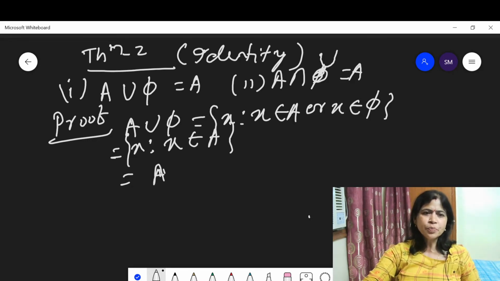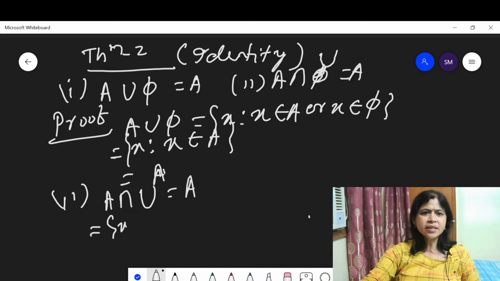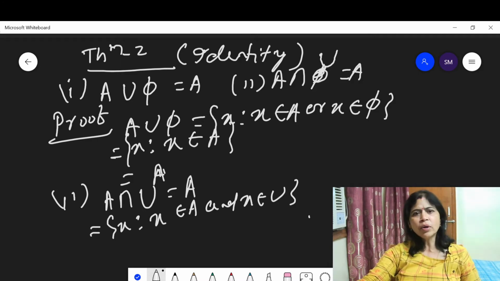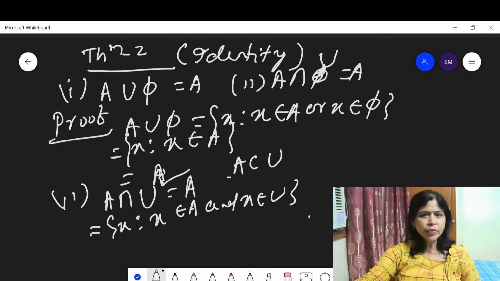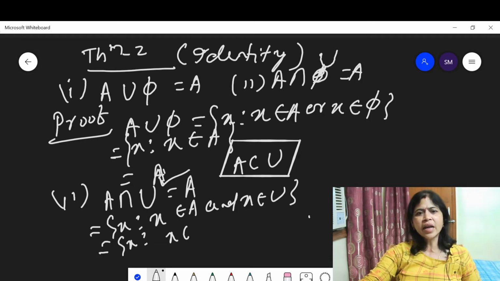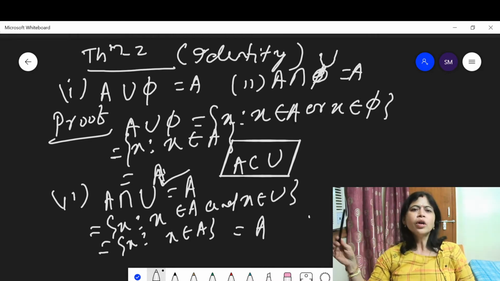Then proof 2. We have to prove that A intersection universal set is equal to A. A intersection universal set means x is such that x belongs to A and x belongs to U. U is the universal set, which means A is a subset of U. So x belongs to A and x belongs to U implies x belongs to A. This is set A. Hence we prove theorem 2, the identity property.